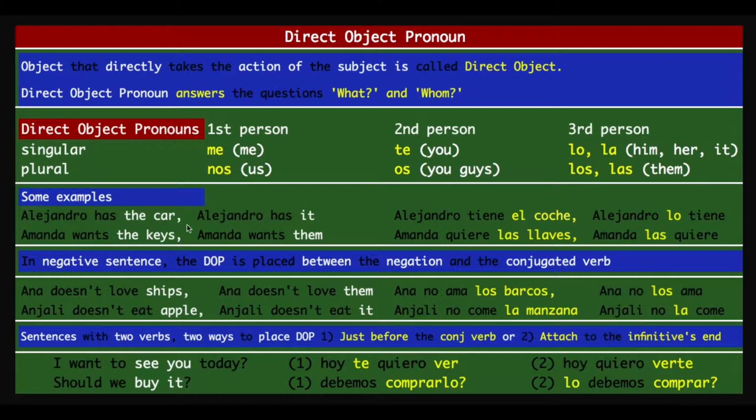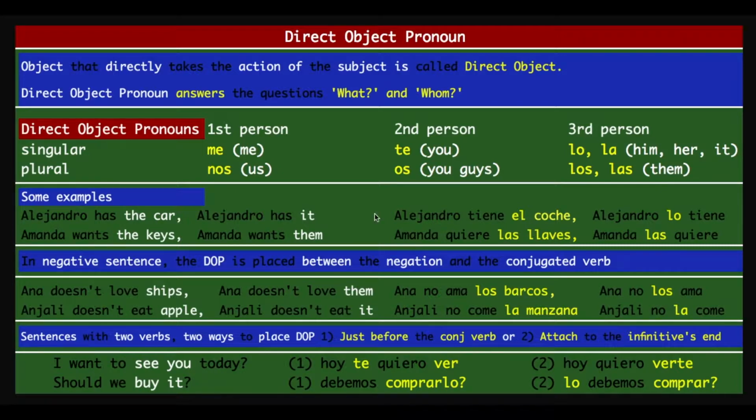Let's take another example, folks, and things will be much clearer. Amanda wants the keys. The other way of saying it is Amanda wants them. So here them is the direct object pronoun. Now let's see in Spanish. So Amanda wants the keys becomes Amanda quiere las llaves. The other way of saying it is Amanda las quiere, which means Amanda wants them. Las, because from here, las is for third person plural, feminine. Las llaves is basically a feminine object.